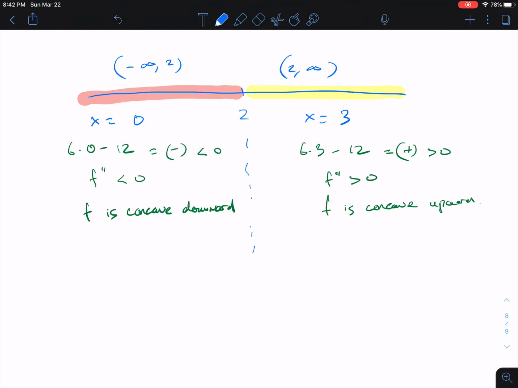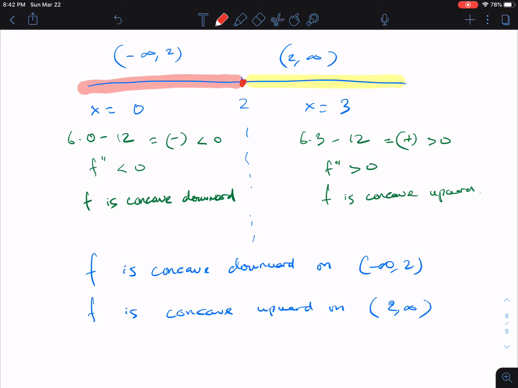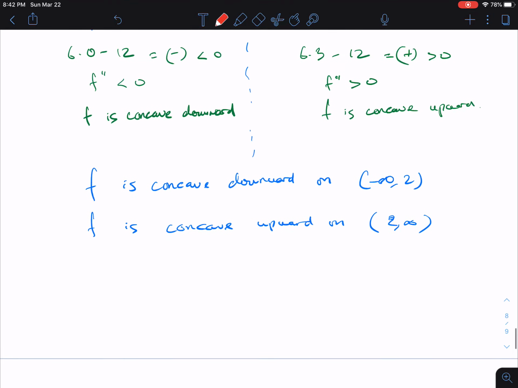So now we can tie this up. We can say f is concave downward on negative infinity to 2. f is concave upward on 2 to infinity. So at this point here, at 2, the function changes the concavity from downward to upward. So there we have it.